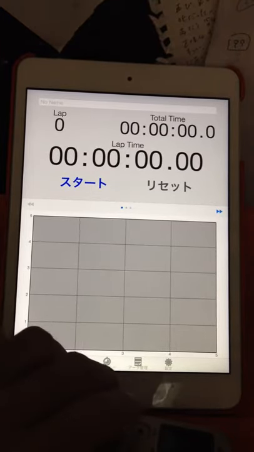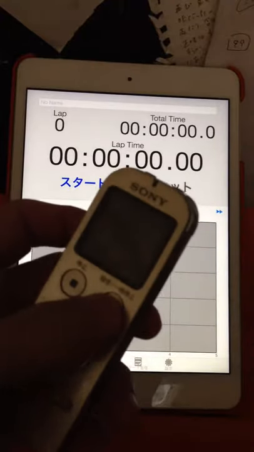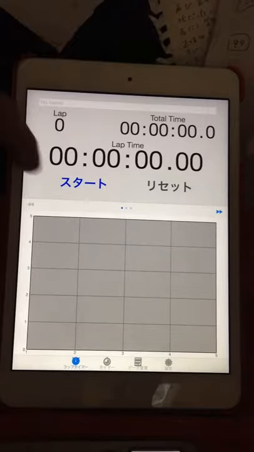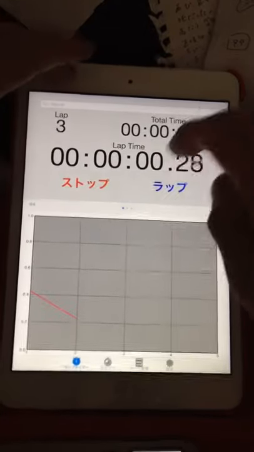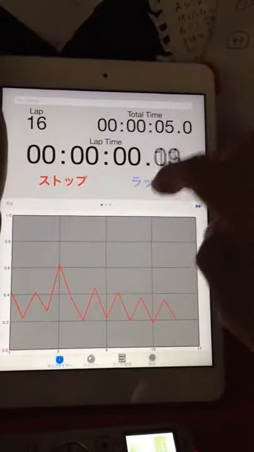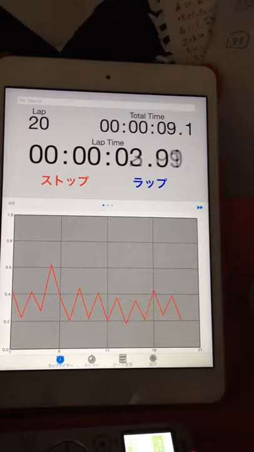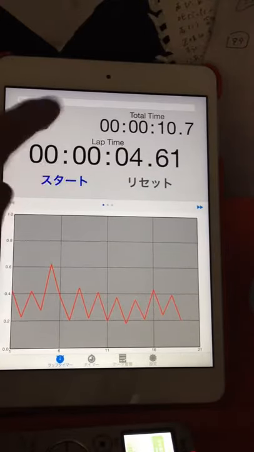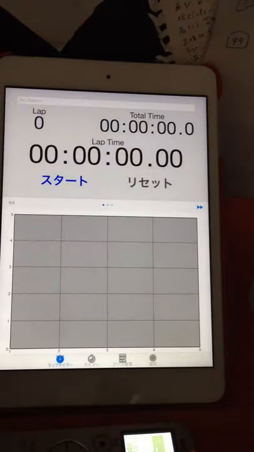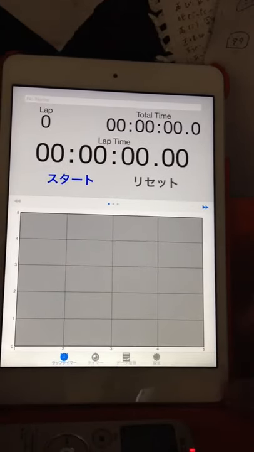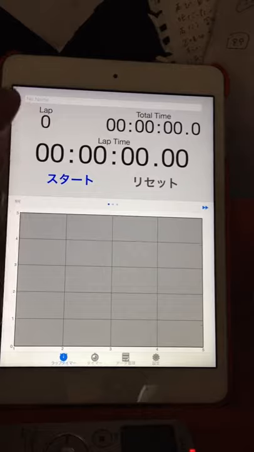Do every morning experiment on timing progression. Let's start singing and tapping. 1, 2, 3, 4. Miss one lap. So let's try again.